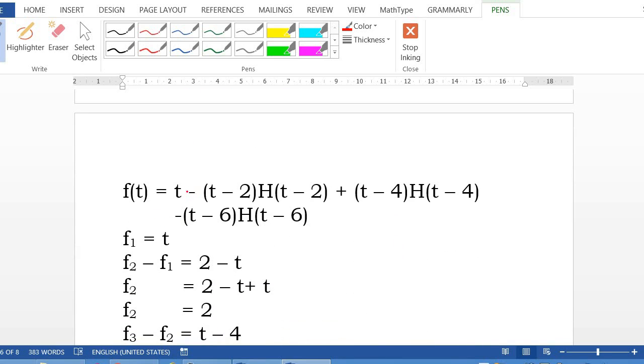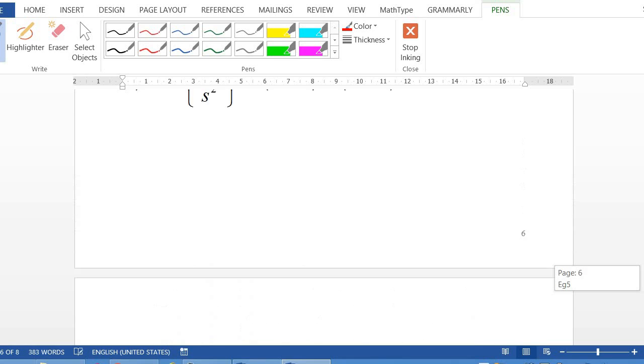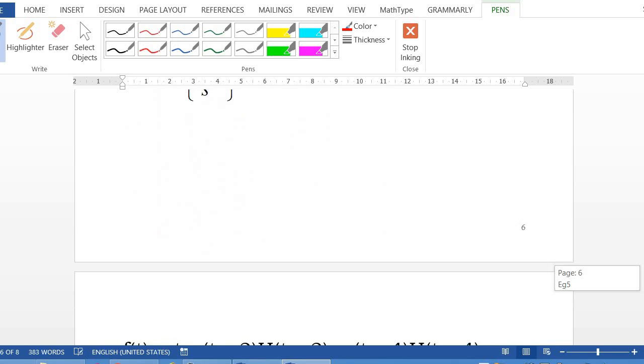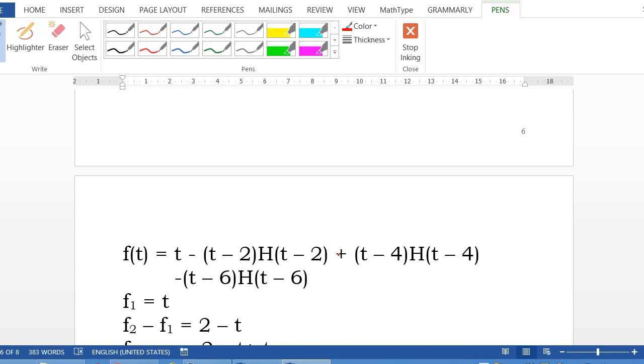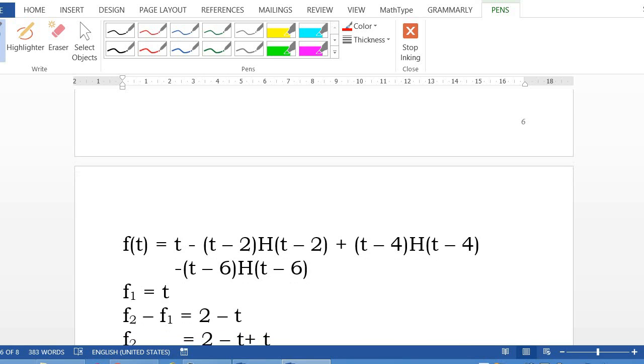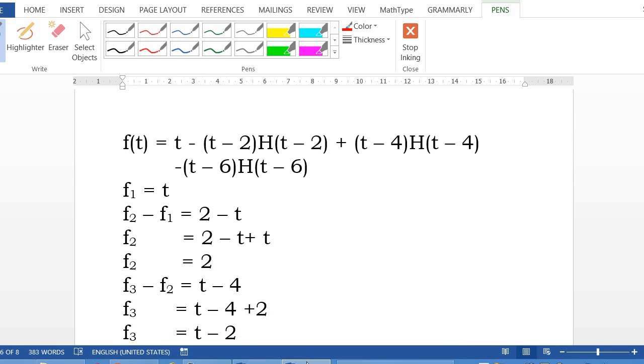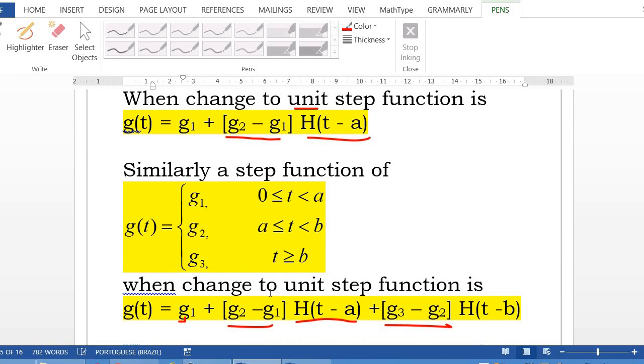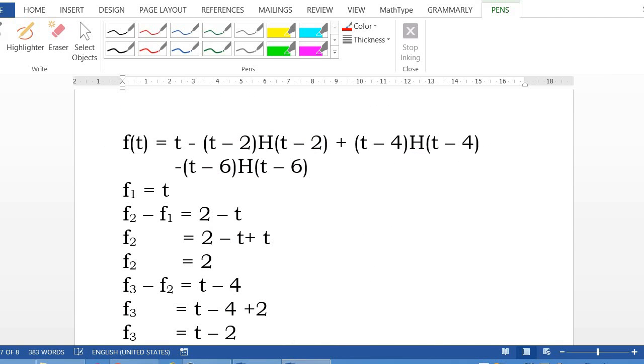Then you have t, and because the second term is negative, so minus t minus 2, h(t minus 2). The third term is positive, so plus t minus 4, h(t minus 4). The fourth is minus, so minus t minus 6, h(t minus 6). And then, for the second term here, this is your g2 minus g1, this is g3 minus g2, if you have one more, it will be g4 minus g3.